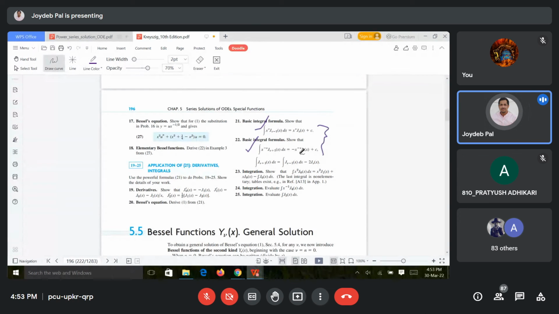Integration J1 x is equal to x to the power 0, J0 minus J naught x, right? If you put nu equal to 0, this side minus J naught x. So integration J1 x, it is actually minus J naught. Are you getting it or not?